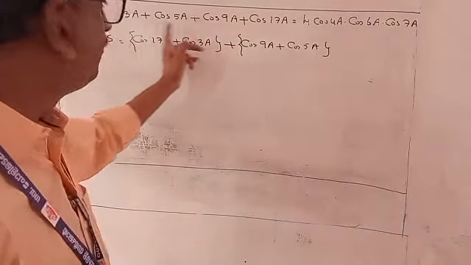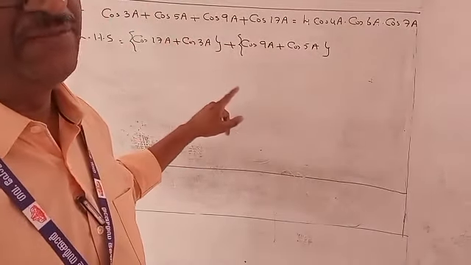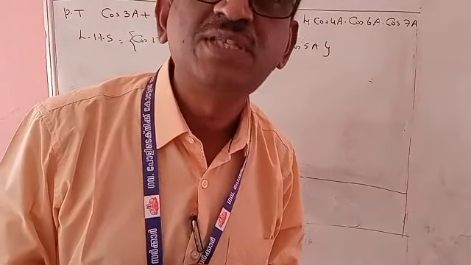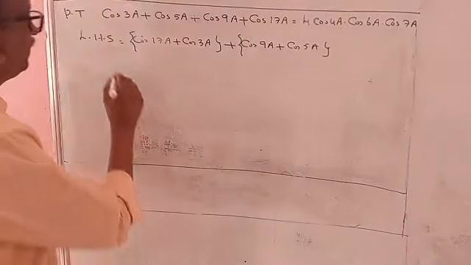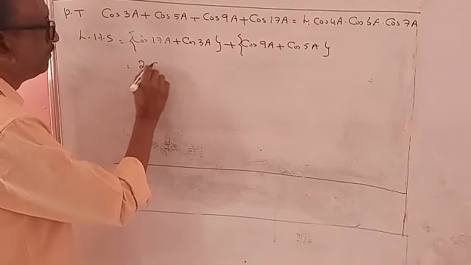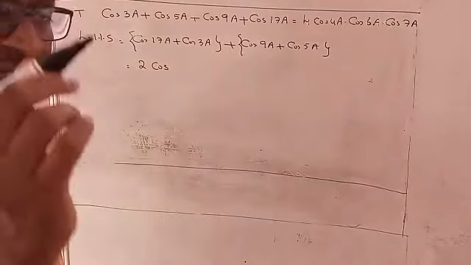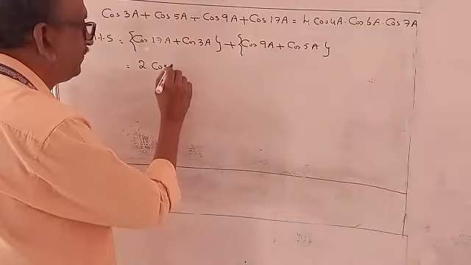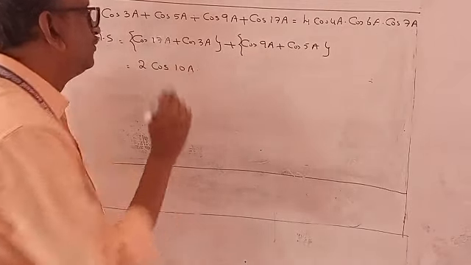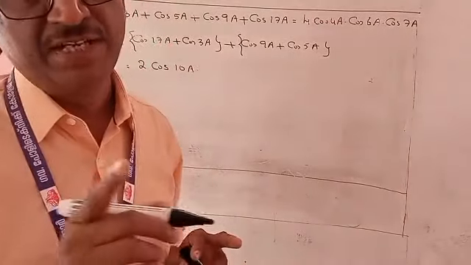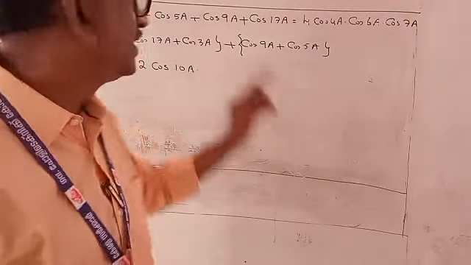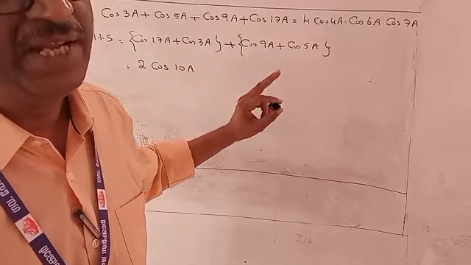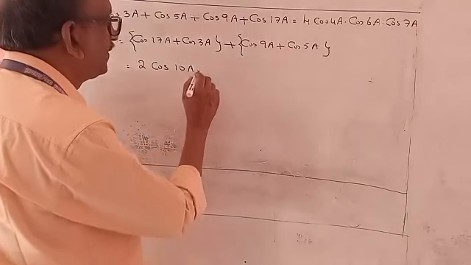Then we know the formula for adding two cosine functions, cos c plus cos d. Formula is 2 cos (c plus d) by 2 into cos (c minus d) by 2. Cos c plus d by 2, 17a plus 3a, 20a by 2 is 10a, into cos (c minus d) by 2, 17a minus 3a by 2. 17a minus 3a is 14a, 14a by 2 is 7a. Cos 7a.